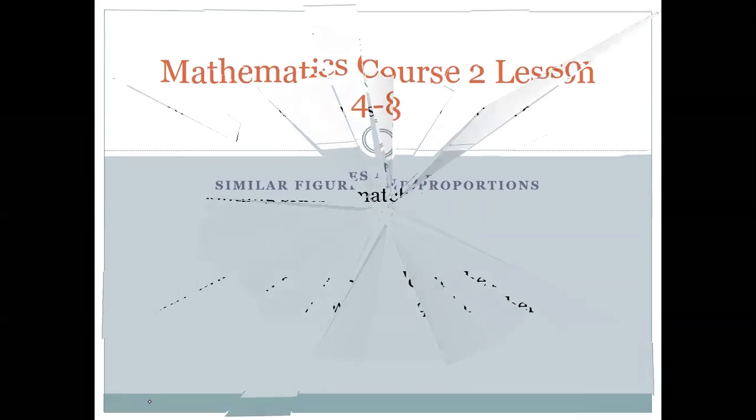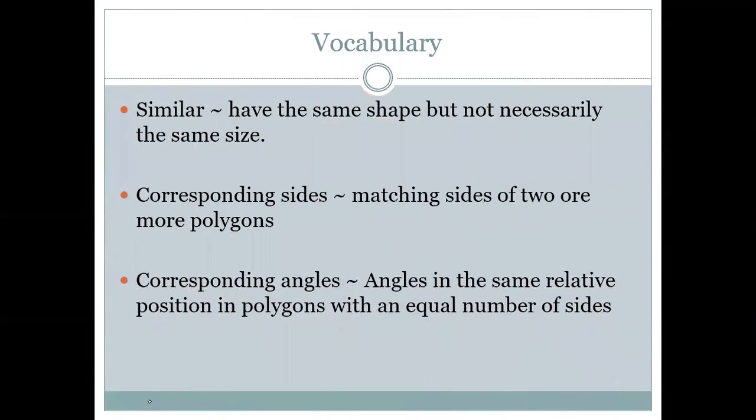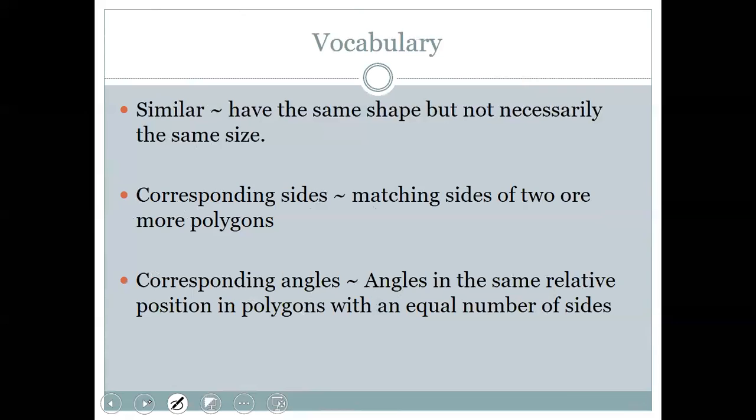All right, so we have vocabulary here. So similar, they are shapes that are the same shape, but not necessarily the same size. We'll see whether we can tell whether they're similar figures or not by using corresponding sides and corresponding angles. Okay, so corresponding sides are matching sides of 2 or more polygons. Corresponding angles are in the same relative positions, and the polygons have an equal number of sides. Okay, so that'll make a little bit more sense as we go.